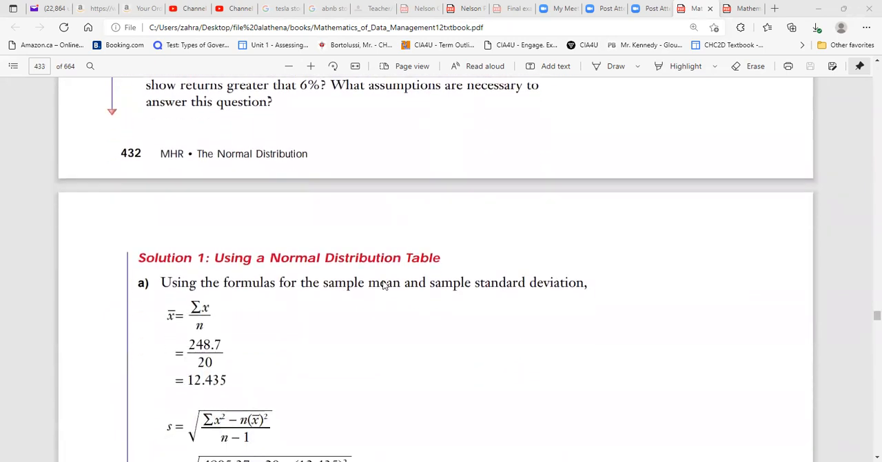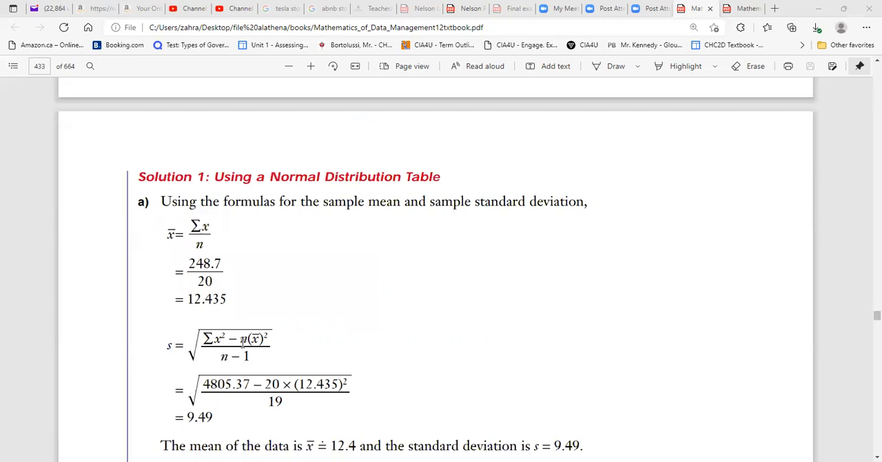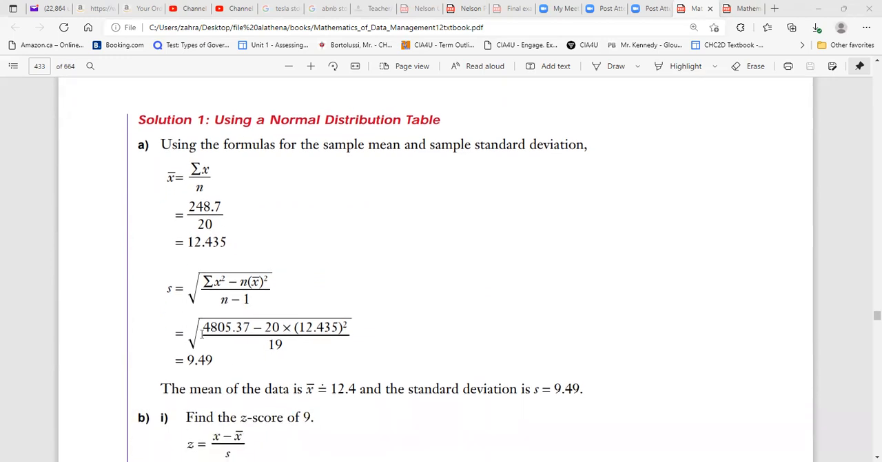It'll give you this. And minus n multiplied by x bar, so you have the mean squared, and divided by n minus 1. The reason we do sampling is that the population is very huge, so we cannot ask, let's say you want to interview everyone in a country, you cannot ask everyone in a country.